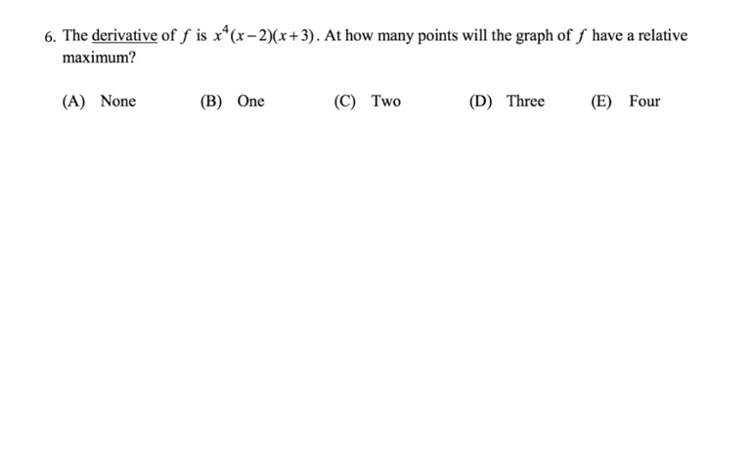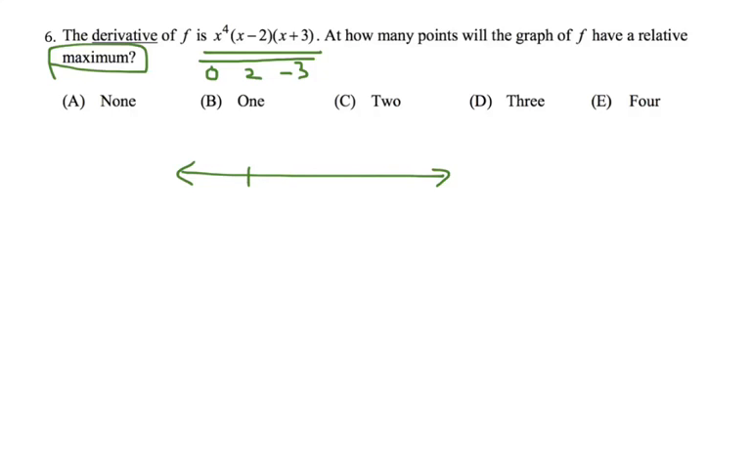Alright, let's look at number 6 together. This is the derivative of f already. How many points will the graph of f have a relative maximum? Now notice that the critical values would have been here: 0 from the first one, 2 and negative 3. So negative 3 would have been here, and then 0 would have been here, and then 2 is around here.